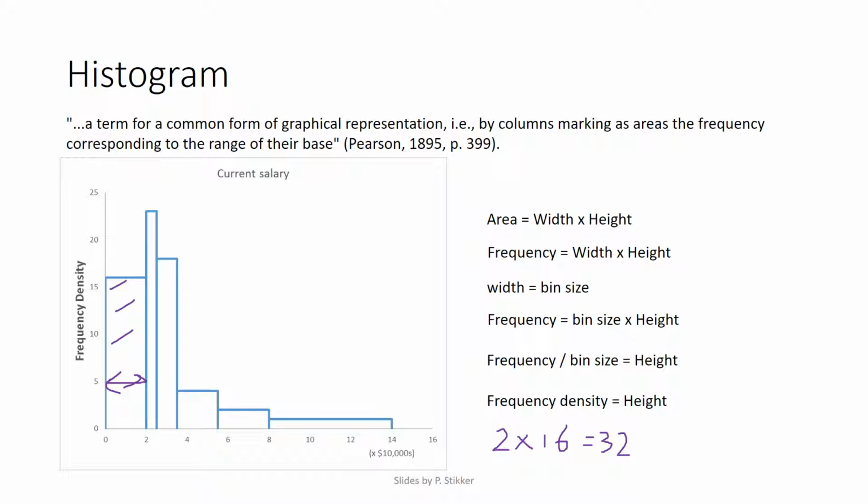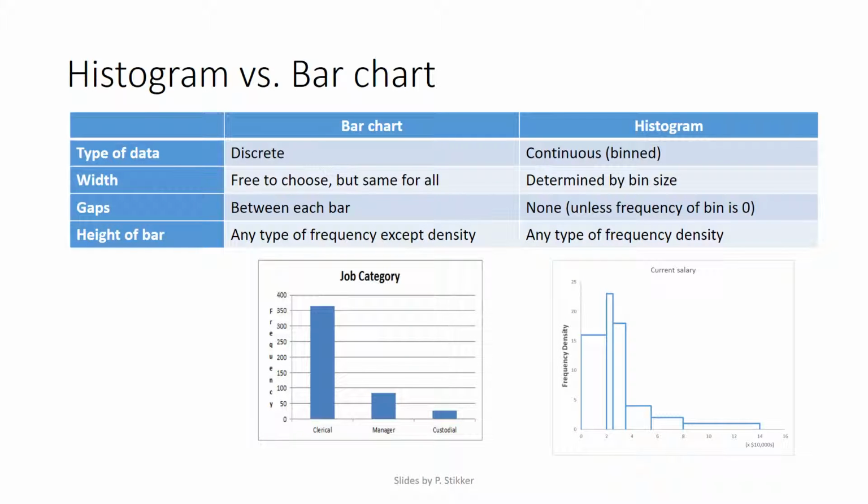So what are the differences between a histogram and a bar chart? The bar chart was discussed in the previous segment, and it often looks a lot like a histogram. The bar chart is usually used for discrete data, while the histogram is used for continuous data that gets binned into different categories. The width of each bar in a bar chart can be freely chosen, but should be the same for each and every bar, while in a histogram it actually depends on the bin size.